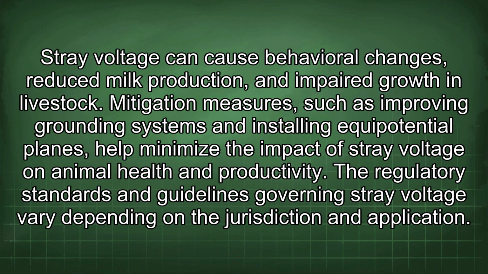The effects of stray voltage on livestock in agricultural settings are well documented. Stray voltage can cause behavioral changes, reduce milk production, and impair growth in livestock. Mitigation measures, such as improving grounding systems and installing equipotential planes, help minimize the impact of stray voltage on animal health and productivity.